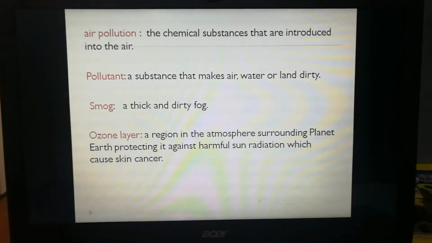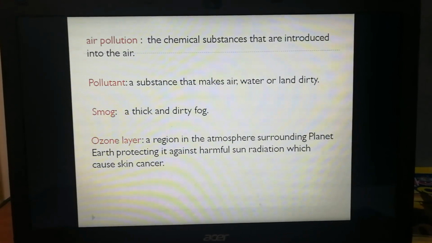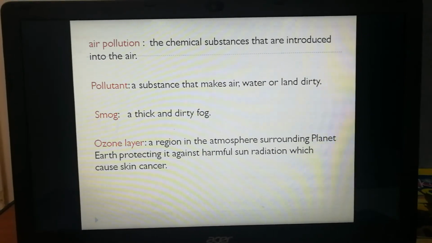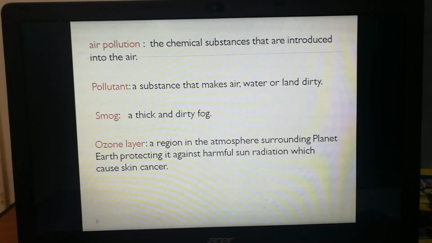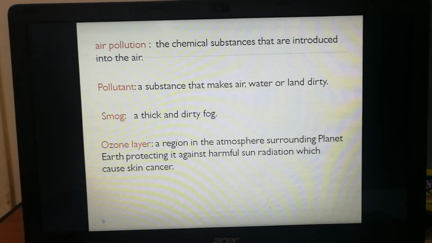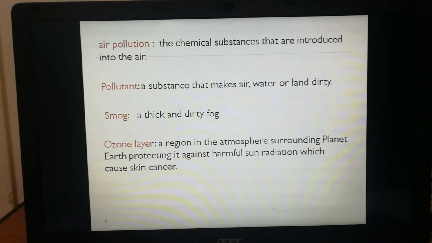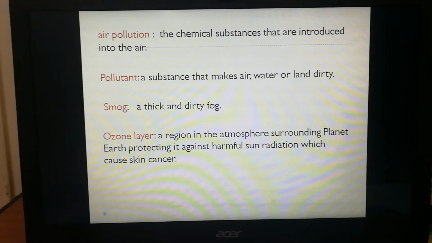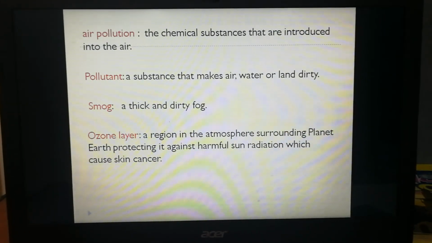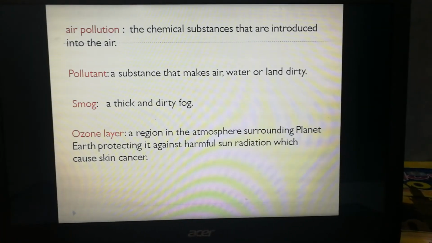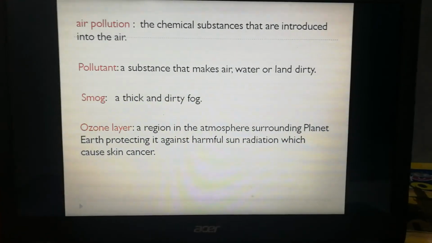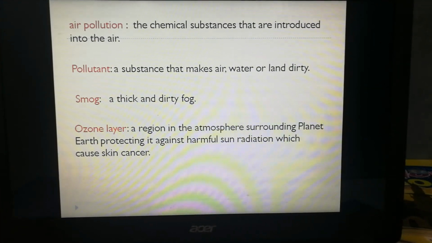Now, let's see the terms that came into this lesson. First, air pollution: the chemical substances that are introduced into the air. Pollutants are the substances that make air, water, or land dirty. Smog, a thick and dirty fog. For example, in Tokyo or Los Angeles, there is smog. Ozone layer: air pollution also affects the ozone layer, which is the layer that protects the planet Earth against the sun's radiation.